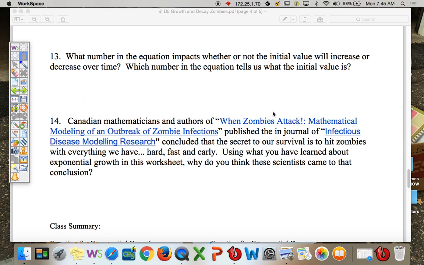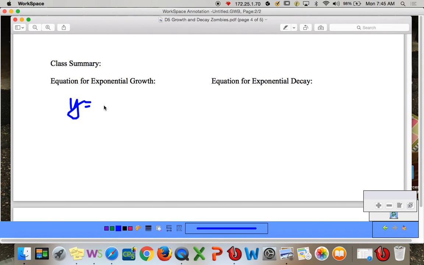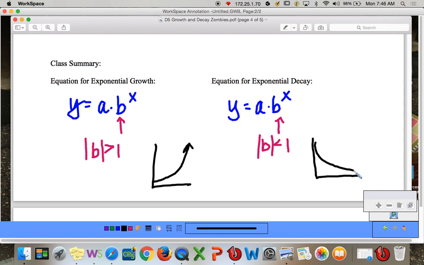And so we'll do a quick summary right here. Equation for exponential growth, we have y equals a times b to the x. For each of these, a times b to the x. But for growth, this b value has to be greater than 1, and then it will increase. And for decay, this b value is going to be less than 1. And we should say absolute value of that. And so when this is 0.85, it went down. When this is 3, it went up. And then if we talk about what the graph looks like, well, this one will start out slow and increase pretty rapidly. And this one will start out, and then it will decrease.